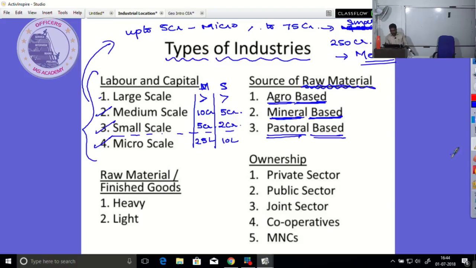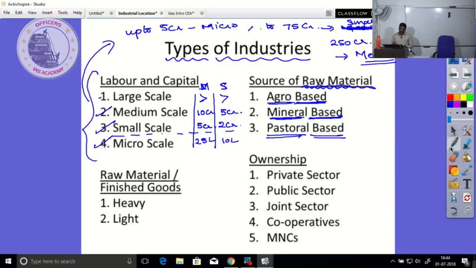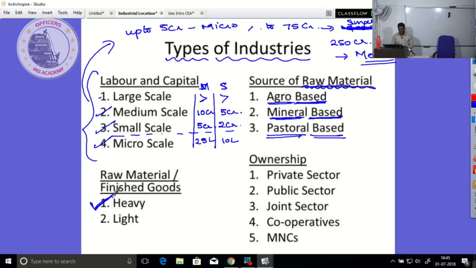Similarly, when I talk about the raw material or finished goods, the weight, the size. If the size is too large, you call it heavy industries. If the finished product is less in weight, you call it light industries.